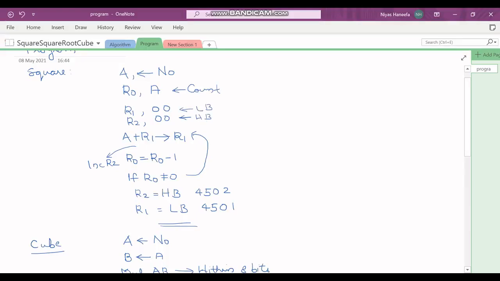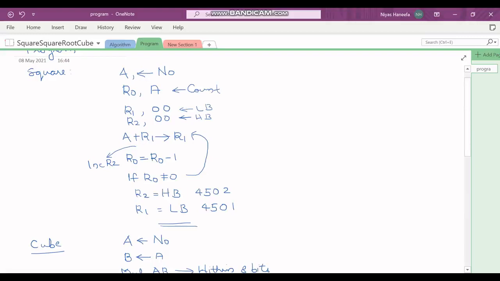So let us assume R2 corresponds to our higher byte and R1 corresponds to our lower byte. Then we'll add the number which is in A with R1. R1 is the lower byte of the result and the result is saved back to R1. If there is a carry, we'll increment the carry which is in R2. Then R0, the count, will be decremented by 1. If the count is not equal to 0, repeat the process. Okay, so this is the program for square.